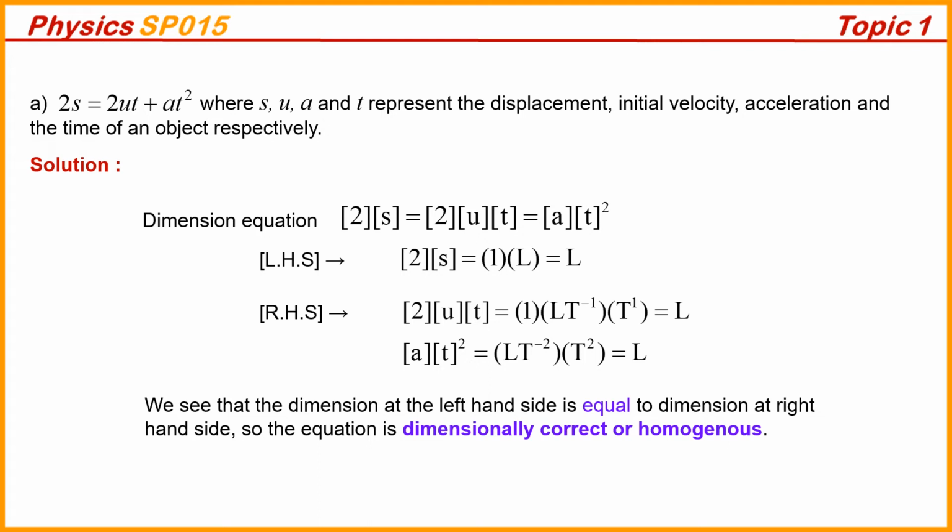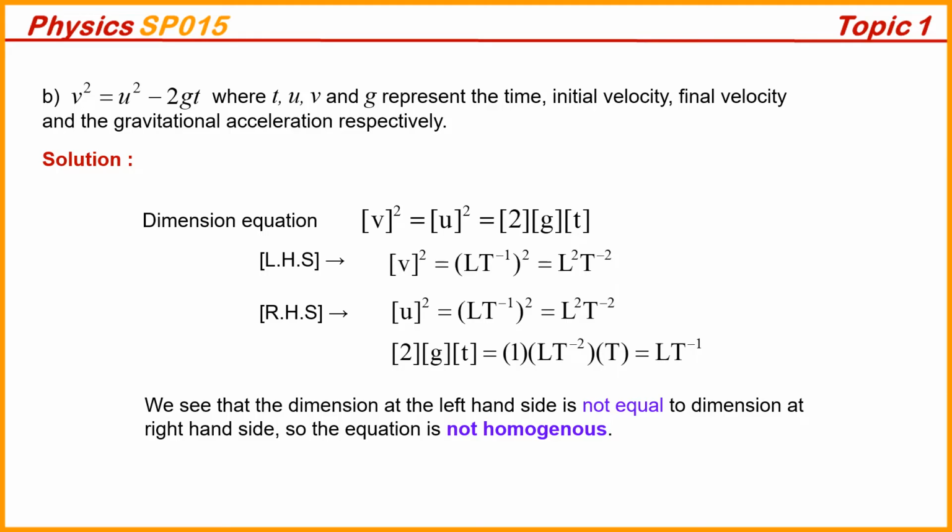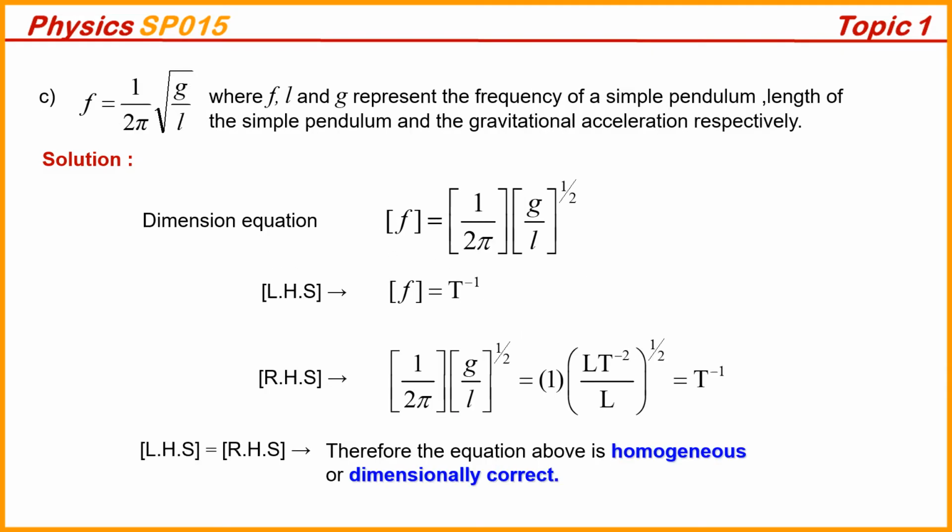So if you get that the dimension at the left hand side is equal to the dimension at the right hand side, so we say that the equation is dimensionally correct or homogeneous. The step is also the same for the solution for example 1.2b and 1.2c.